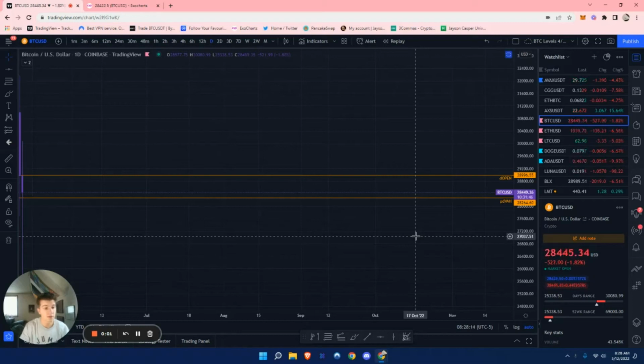Hello everybody, this will be 3 strategies that are possible for trading the daily open. The daily open is pretty powerful, especially when it freshly prints just after a fresh daily candle.